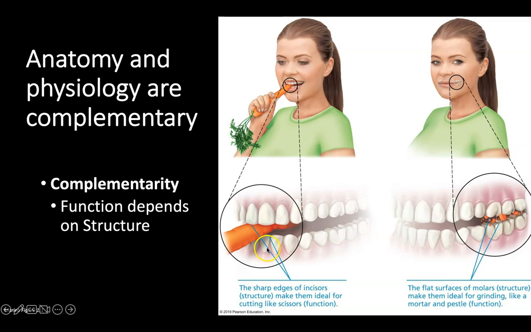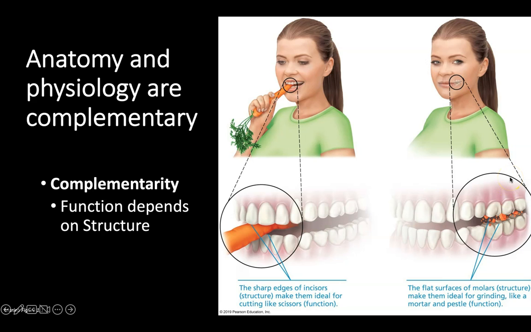Once you have bitten off this smaller piece, we also have molars in the back, and they, rather than having sharp edges, have wide, flat surfaces. This is the structure, that wide, flat surface. That's the anatomy. The physiology is the fact that these are designed for grinding. So because of that wide, flat surface, these molars are good at grinding food into much smaller pieces, again for further digestion.